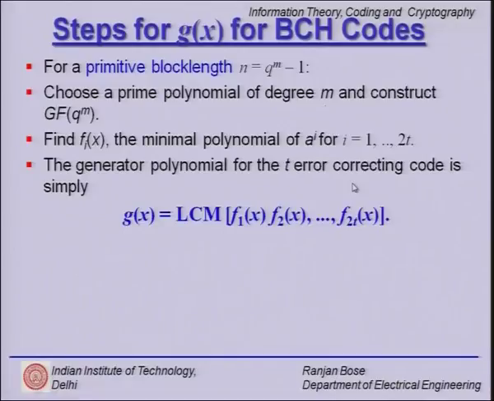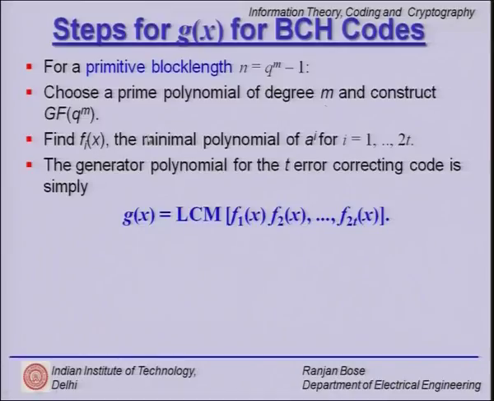So, then it tells us a very simple way to get the generator polynomial for BCH codes. First starting point is that the primitive block length should be honored. So, n must be q raised to m minus 1. Then all the theory that we have developed holds good. So, we choose a prime polynomial of degree m and construct GF(q^m). It is now very easy. The first thing is that you need a prime polynomial, which will be the primitive polynomial used to construct the extension field.